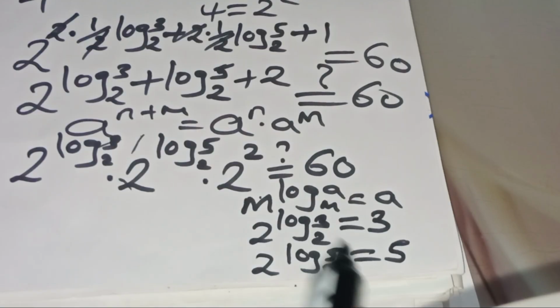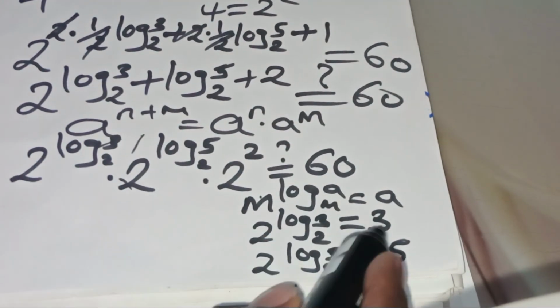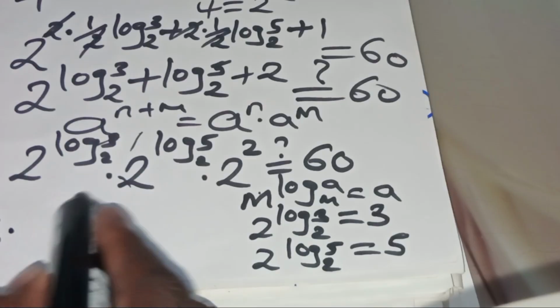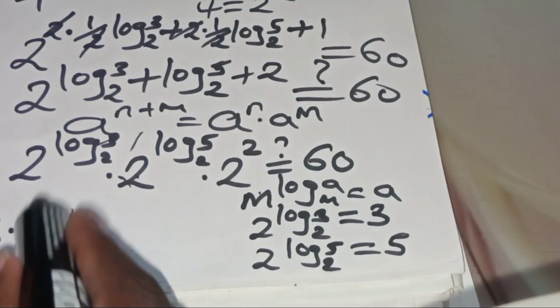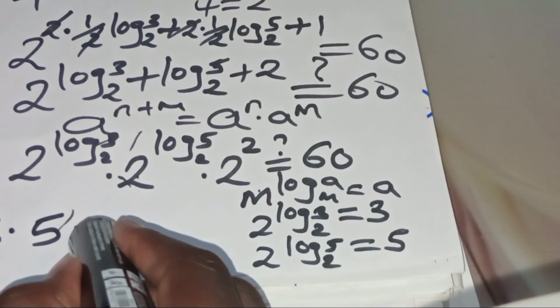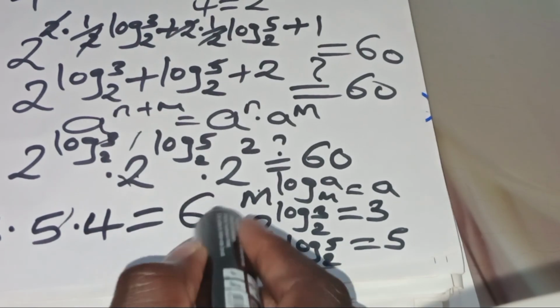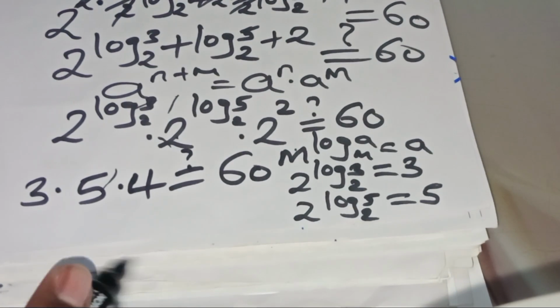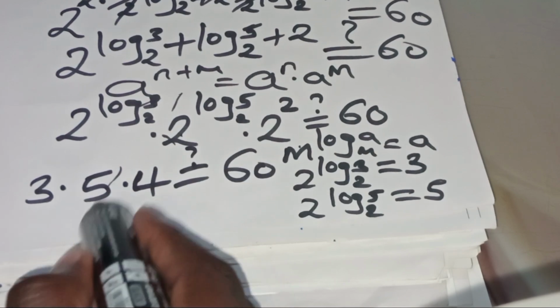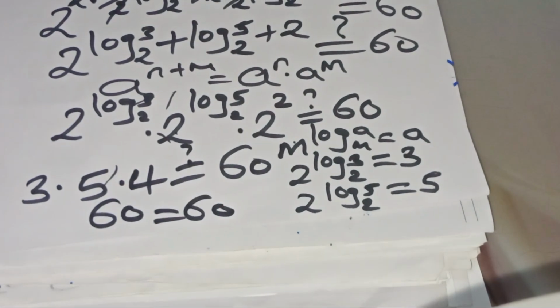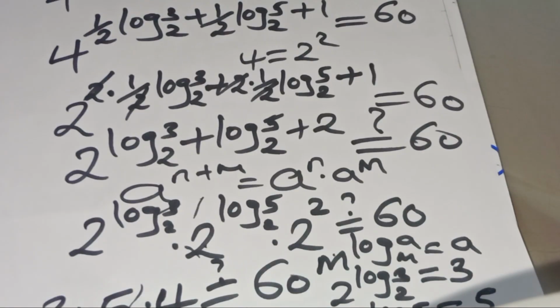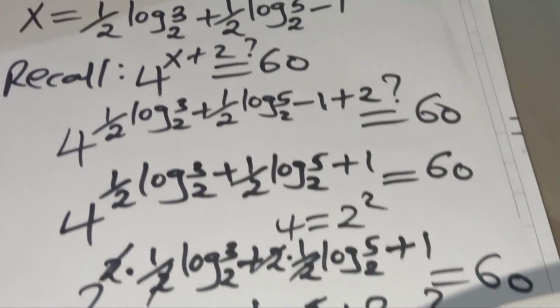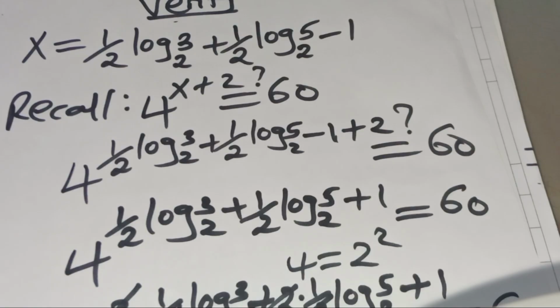So let's substitute these values. So we'll have 3 multiplied by 2 to power log 5 to base 2, which is 5, multiplied by 2 squared. 2 squared is 4. This should give us a value of 60. So 3 times 5, this is 15. 15 times 4 is equal to 60. And therefore, this affirms that the left-hand side is equal to the right-hand side. And therefore, the value of x, which is a half log 3 to base 2 plus a half log 5 to base 2 subtract 1, actually satisfies the equation.